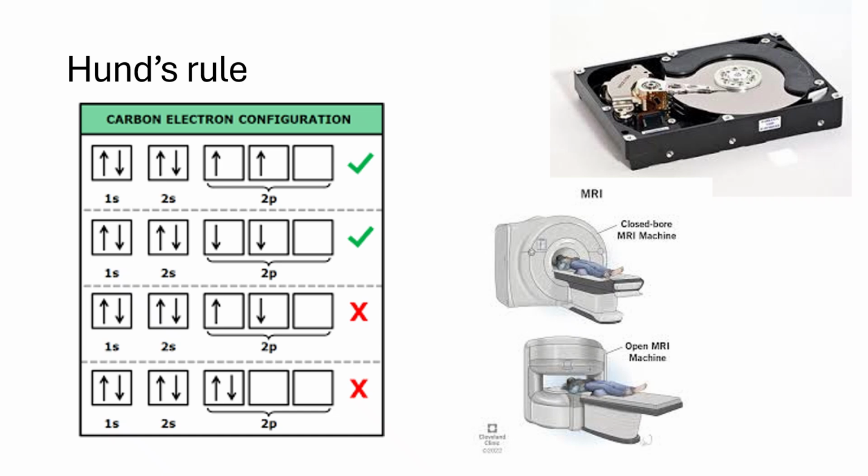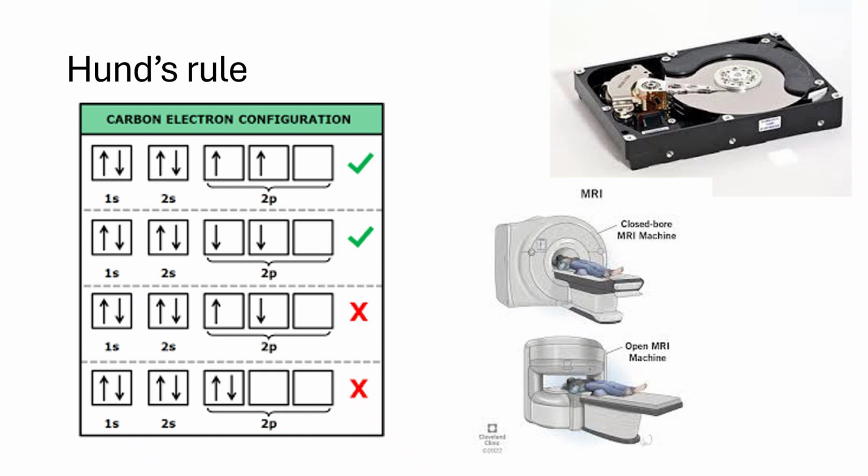Hund's rule states that when filling degenerate orbitals of the same energy, electrons will first occupy each orbital singly with parallel spins before any orbitals are doubly occupied. This is to ensure that electrons remain as far apart as possible to minimize electron-electron repulsion.